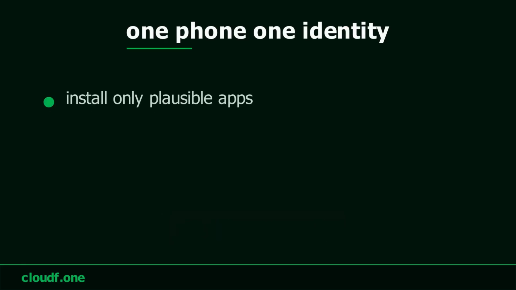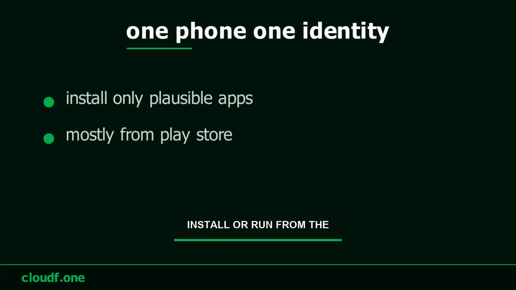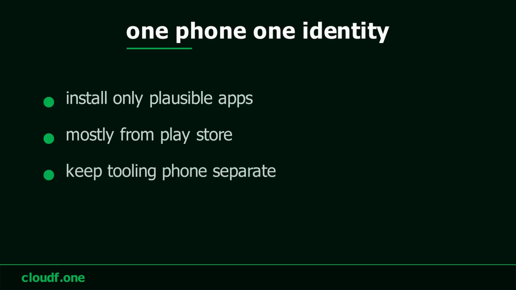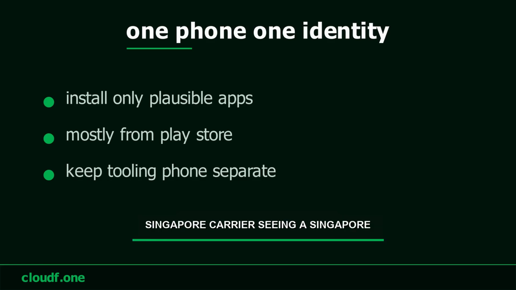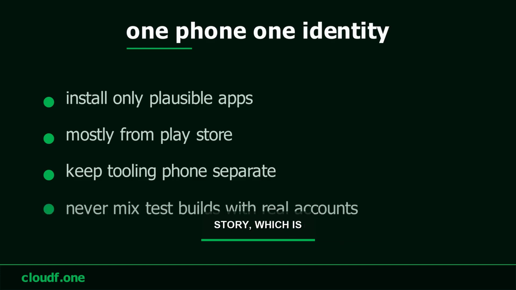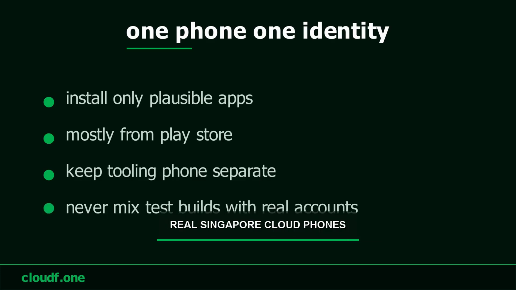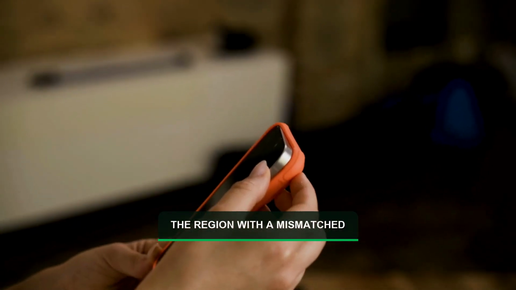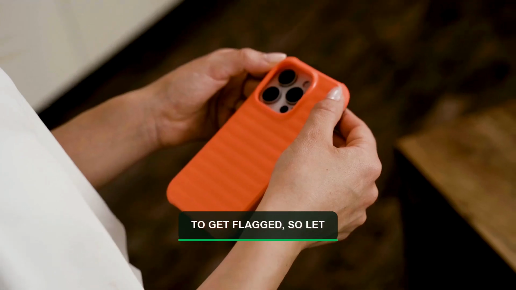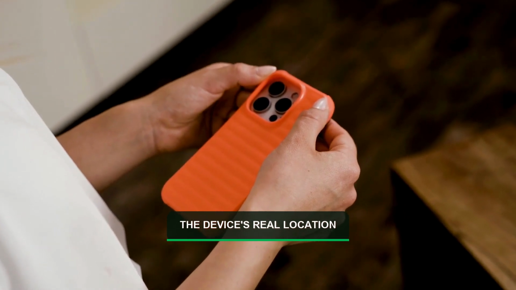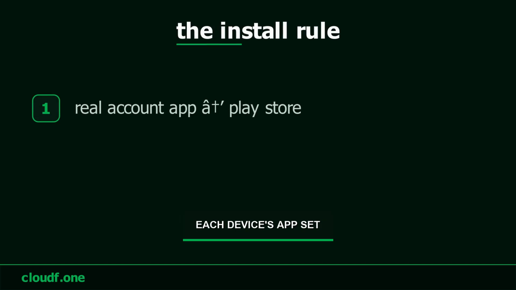A couple more gotchas. Region locks. Some apps simply will not install or run from the wrong region, and your account's country and the phone's Singapore IP have to line up with the app's expectations. A Singapore phone on a Singapore carrier seeing a Singapore account is a consistent story, which is exactly why people run real Singapore cloud phones in the first place. Fighting the region with a mismatched account is a fast way to get flagged, so let the device's real location do the work.